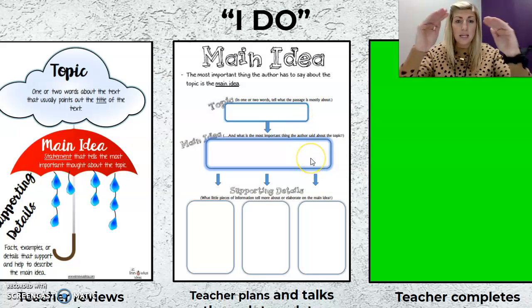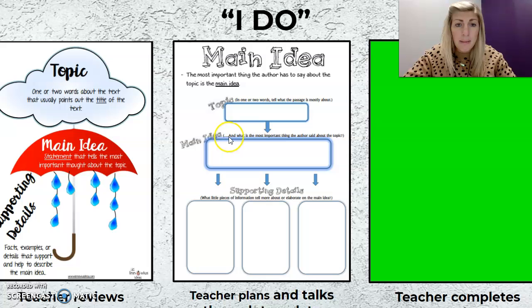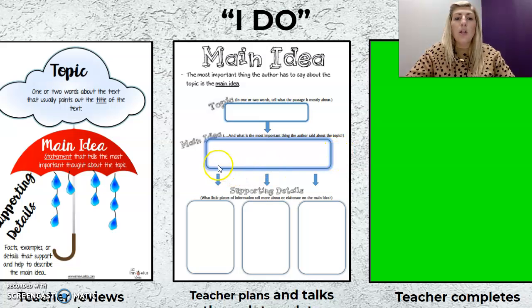For my main idea, I know it's the next part down here. My main idea is what is the most important thing the author said about the topic. So what do we know about Martin Luther King Jr.? Well, the book was basically telling me he was a leader. Well, I guess a leader of what? I should probably be more specific. Let me look back at my book. What was he a leader of? Oh, there it is. Okay, I'm going to write that down too.